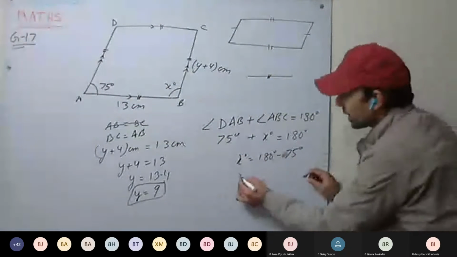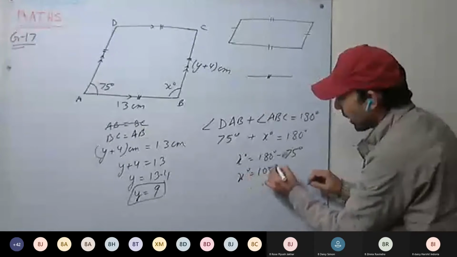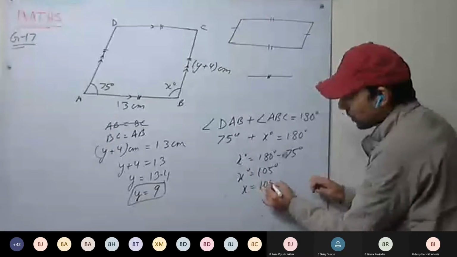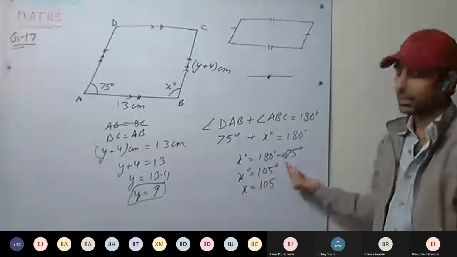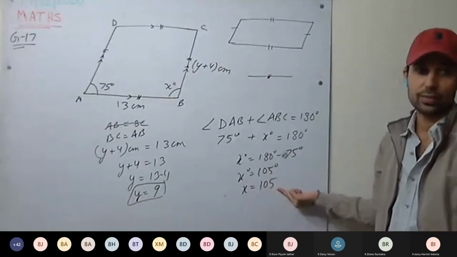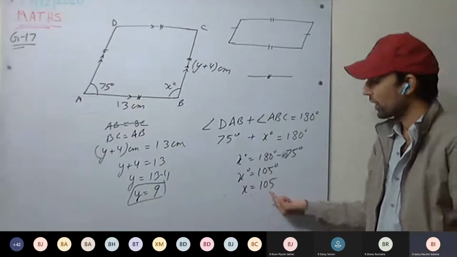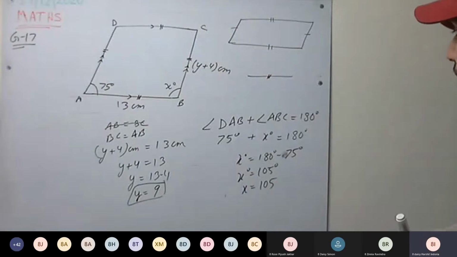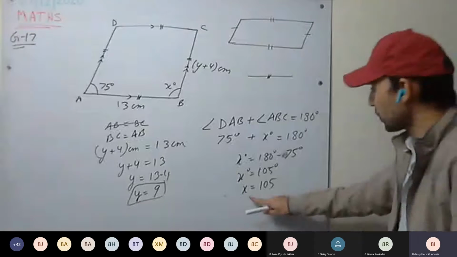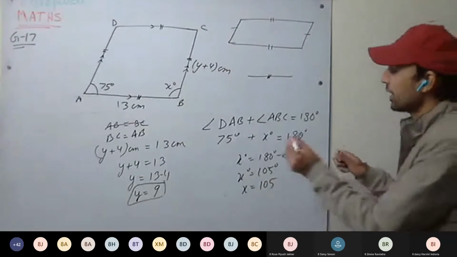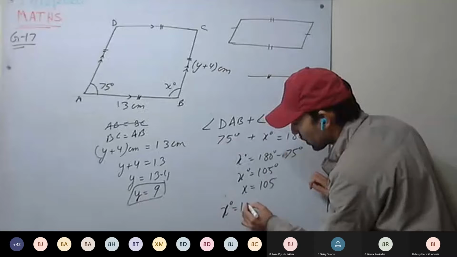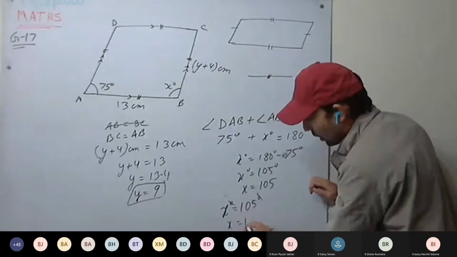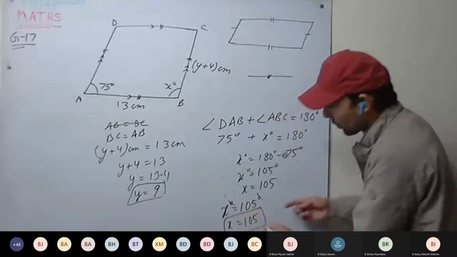Now calculate x degree. X degree will be how much? 105 degrees. And the x value will be how much? 105. Degree on both sides gets cancelled. We are getting x equal to 105. So the value of x is 105. Sir, if degree is not written, the answer is correct. We should not write degree here. See here, it is written like this: x degree is equal to 105 degree. Now for the value of x, degree on both sides gets cancelled. Value of x is 105.